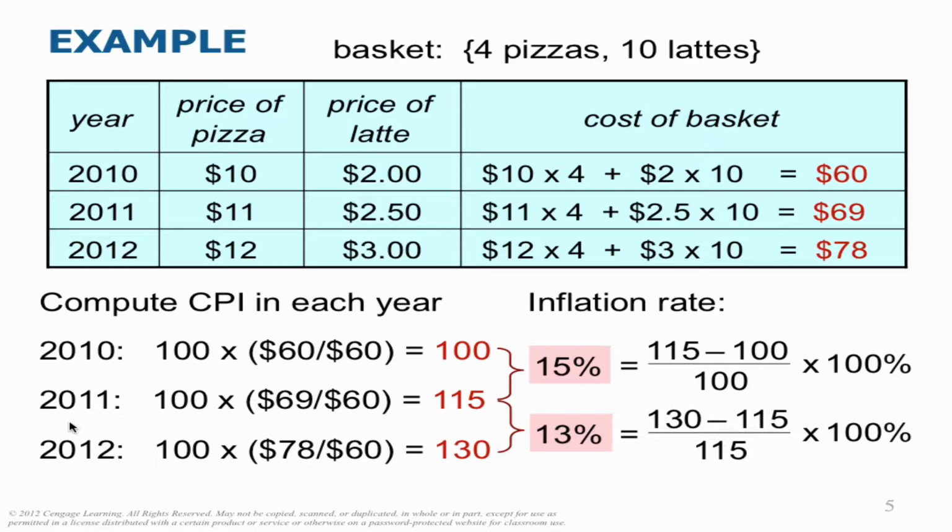No, the inflation from 2010 to 2012 is not 28%. Do the math. No, just do the math. 130 minus 100 over 100. So the inflation rate is 30%. From 2010 to 2012, the inflation rate was 30%.